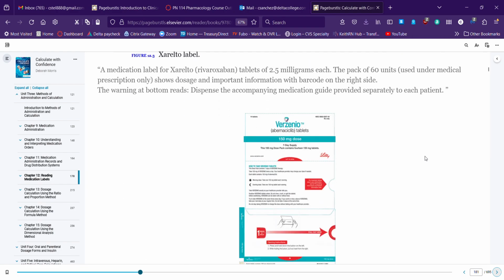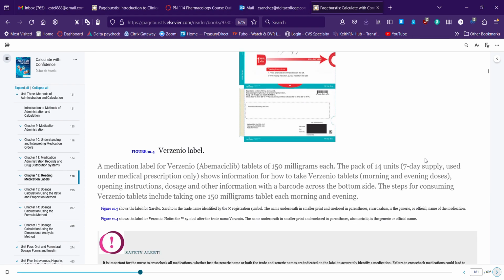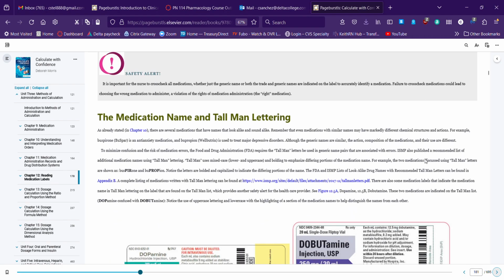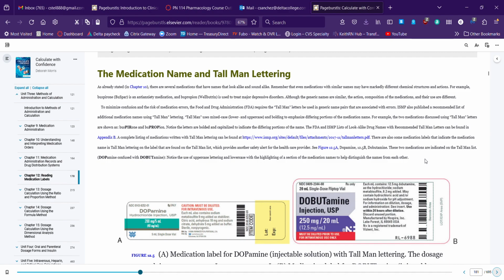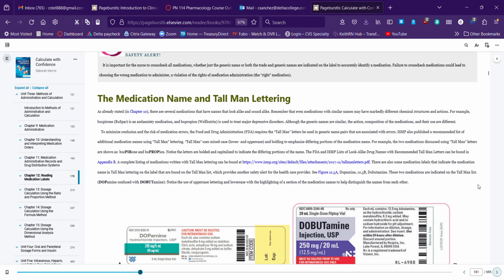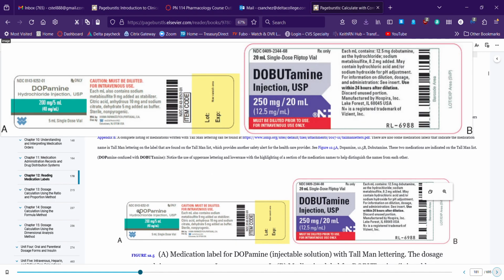And again, we have tablets, or you can see down here, it's 60 tablets, and they are 2.5 milligrams apiece. Over here is usually where your expiration date, lot numbers, and all of that is going to be.